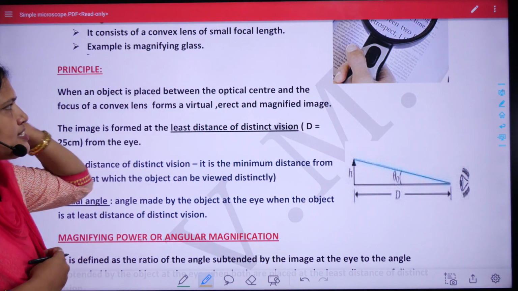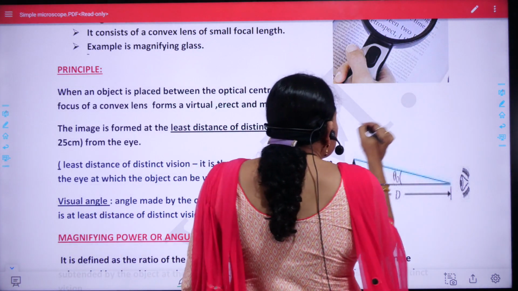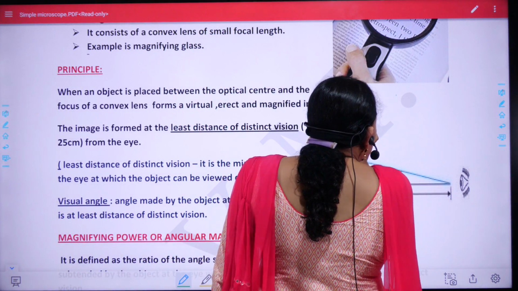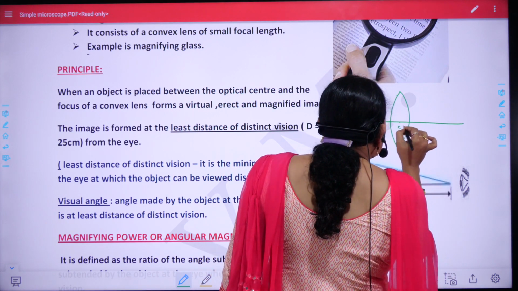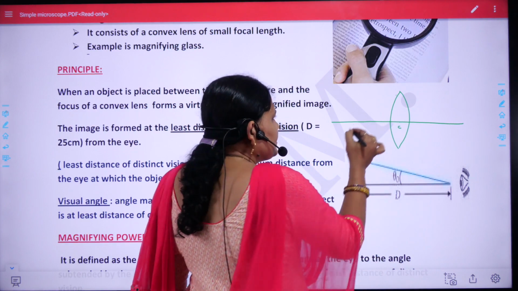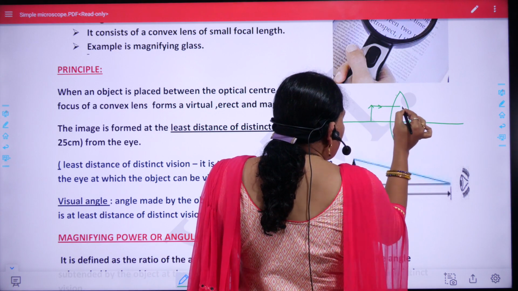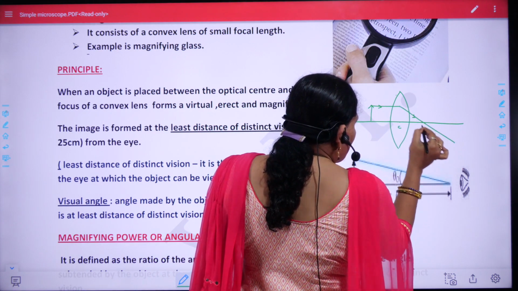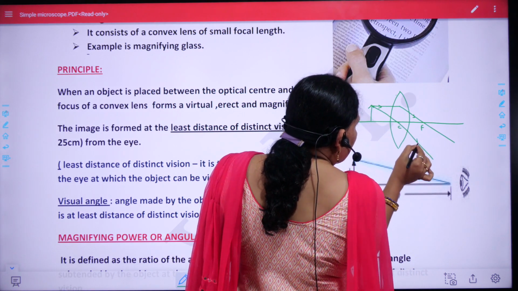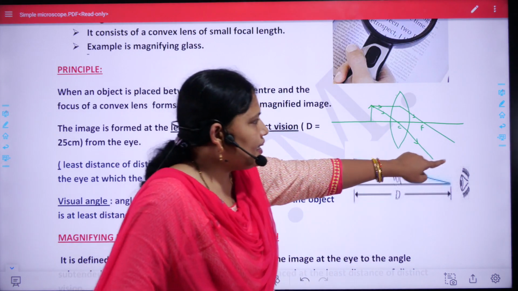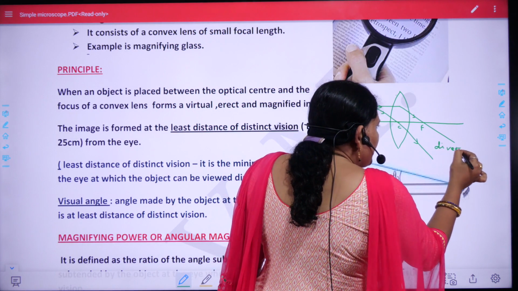When an object is placed between the optical center and the focus of a convex lens, see, this is the convex lens, this is the optical center, this is your principal axis. Suppose an object is kept at this point, then the ray which passes parallel will pass through the focus. The ray which passes through the center will pass undeviated. Then can you see that these two rays diverge from each other? These two rays diverge.